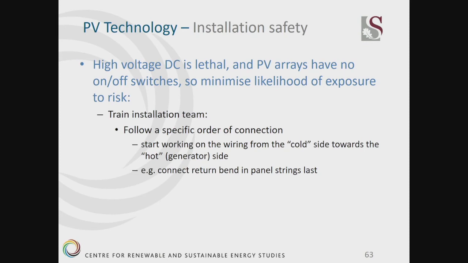We can do this by training our installation team to follow a specific order of connection, and this is normally done by starting to work on the wiring from the cold side towards the hot or the generator side. So you will connect wiring from basically the inverter side to the generator, which is the PV modules, and connect the return leg in the panel strings last. When you connect the last leg, the system will be live, and you need to take care of that.